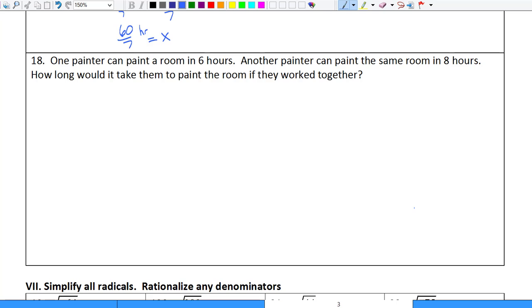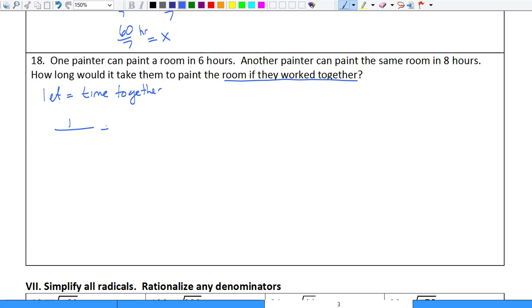So let's do this again. One painter can paint a room in 6 hours. Another painter can paint the same room in 8. How long would it take them to paint the room if they worked together? So what are we looking for? Let x equal their time when working together.